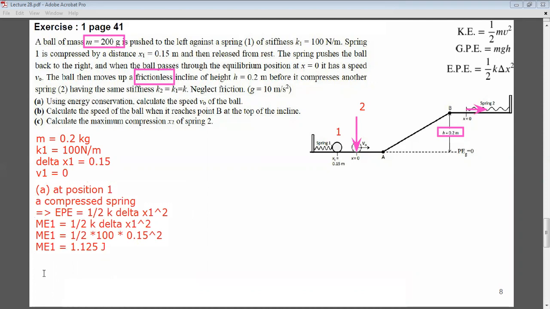Now at position 2, what do we have? We have an object. We have V initial, which implies there is kinetic energy, which is half m V square, right? So what is mechanical energy at position 2? Let's call it 2.